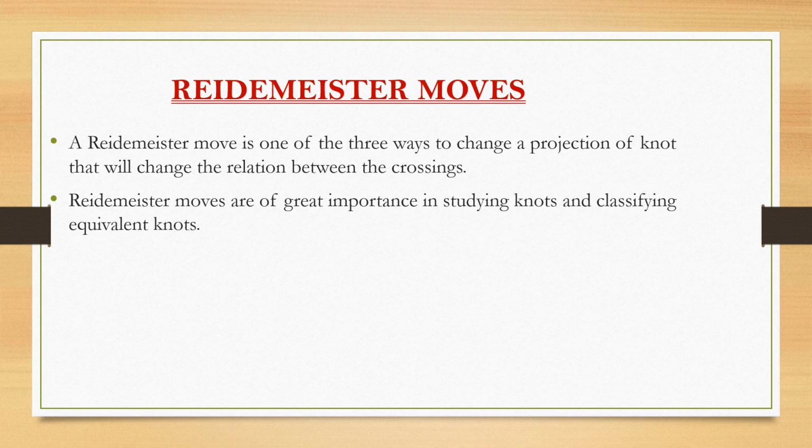The next topic is the core of studying knot theory. It is Reidemeister moves. A Reidemeister move is one of the three ways you can change a projection of a knot, but it does not change the knot. So it has great importance and plays a very big role in studying different knots. It helps us distinguish between equivalent knots, and how to transform one knot to another through Reidemeister moves. There are three Reidemeister moves: first, second, and third Reidemeister moves.